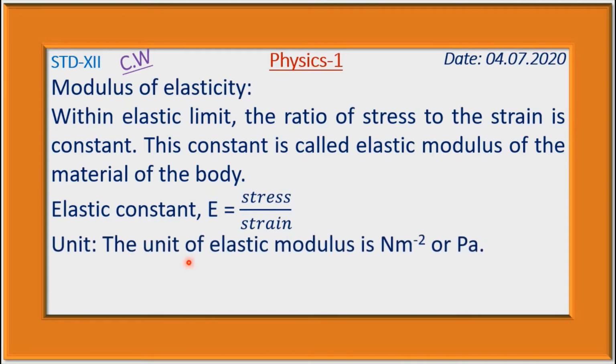The unit of elastic modulus is Newton per meter square or Pascal. We know the unit of stress is Newton per meter square, and there is no unit of strain because strain is a ratio of two similar quantities, so it has no unit. Therefore, the unit of elastic modulus is Newton per meter square, and also we know 1 Newton per meter square is equal to 1 Pascal. So Newton per meter square or Pascal is the unit of stress.